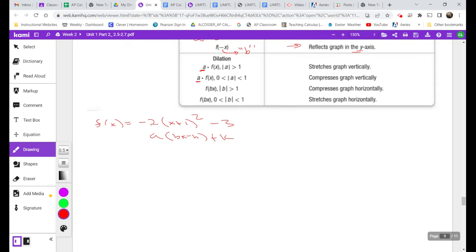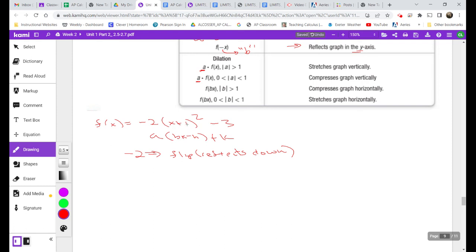This negative 2 is going to do what? It's going to flip it or reflect it. So we'll call it flip. We're going to make that word reflect down. Okay?